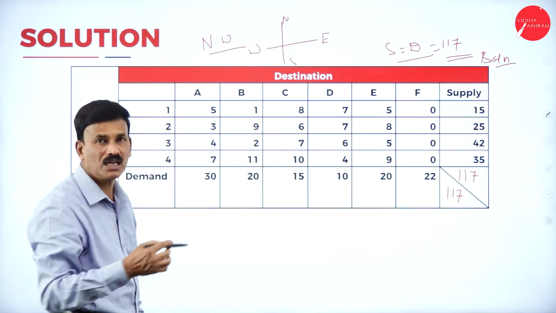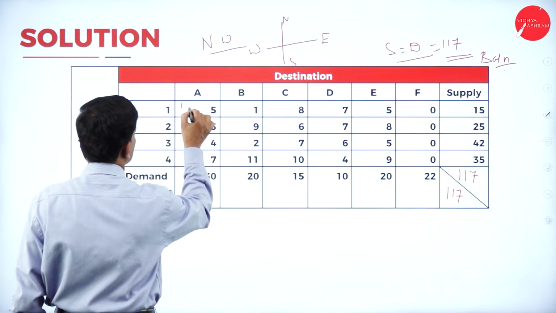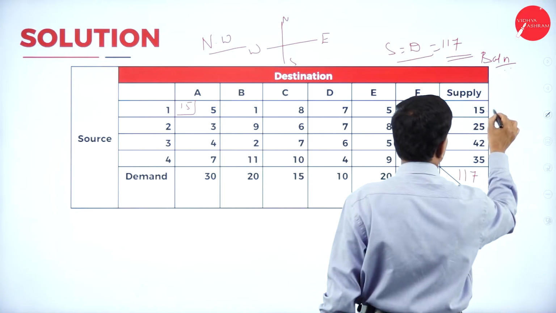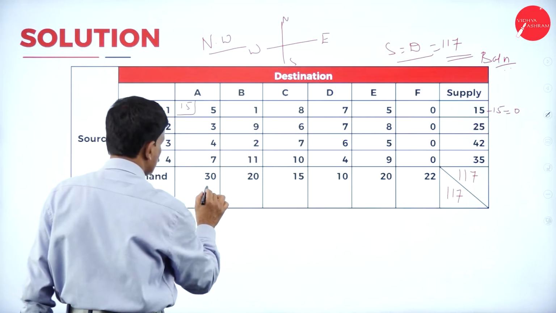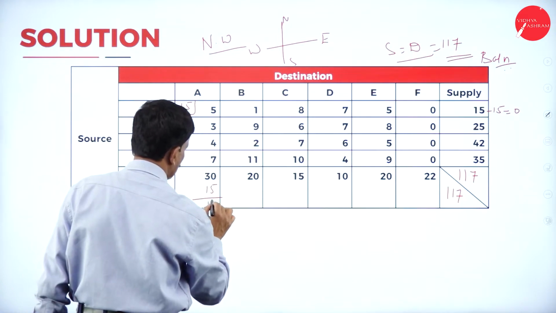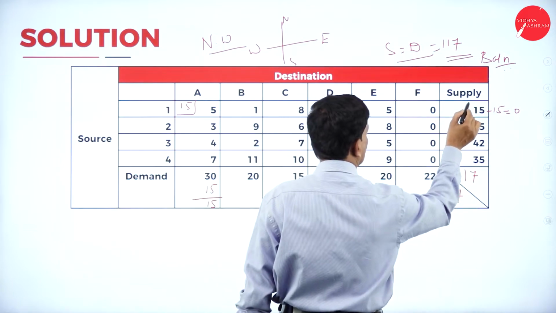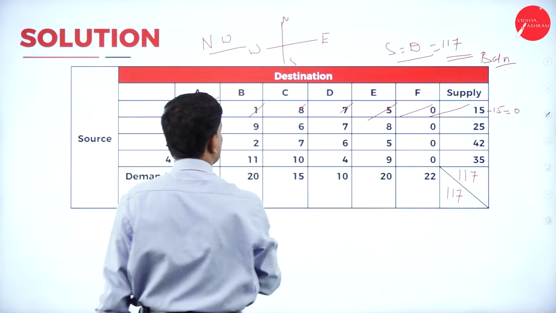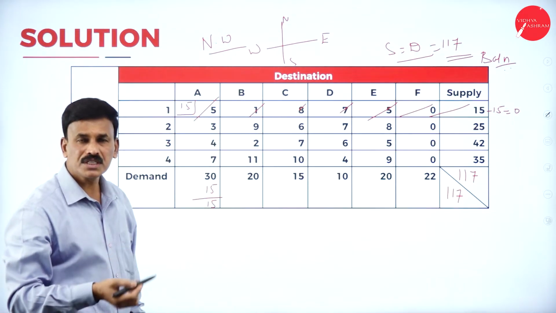Which is the minimum value? The minimum value is the supply. So we can allocate 15 here. Minimum is 15. This becomes 15 minus 15 is equal to 0. Here you subtract 15 from the demand, then you will get 15. Once this becomes 0, it means the entire row gets cancelled. Okay. Now let us identify the next north element.